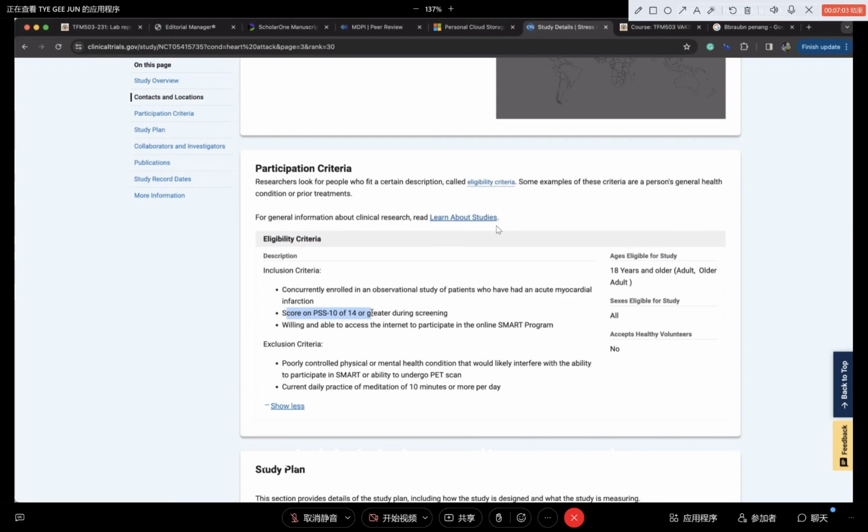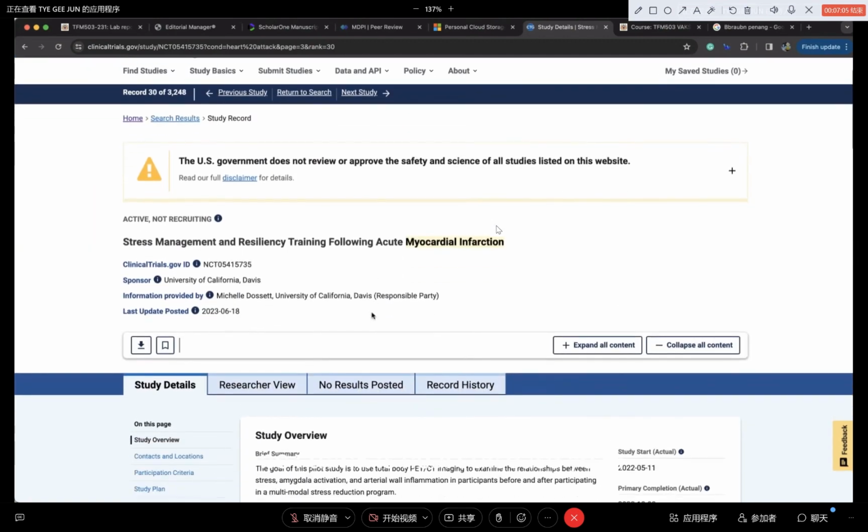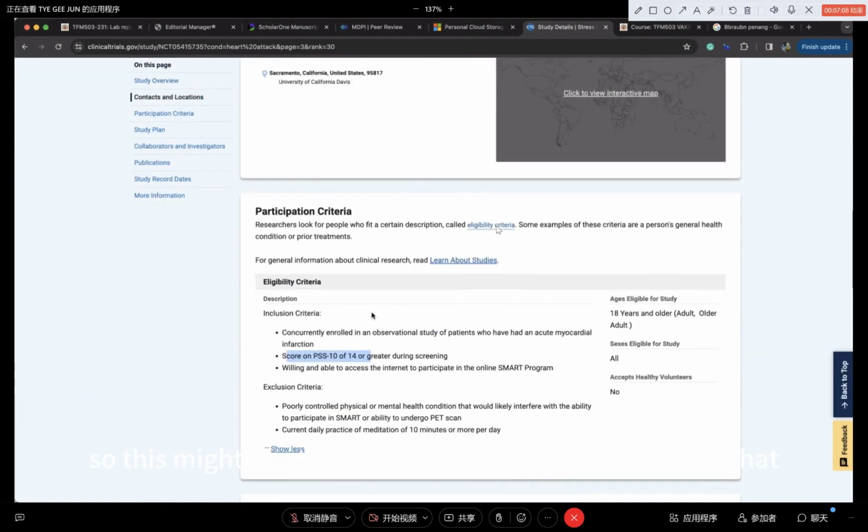So this one, I think, is heart disease. Yeah, so this one might be stress management or something like that. And then concurrently enroll in an observational study of patients who had acute myocardial infarction. So the thing which is excluded is here: the person has a poorly controlled physical or mental health condition that will interfere with the ability to participate in SMART, and current daily practice of meditation of 10 minutes or more per day. So these are all the criteria that are excluded.